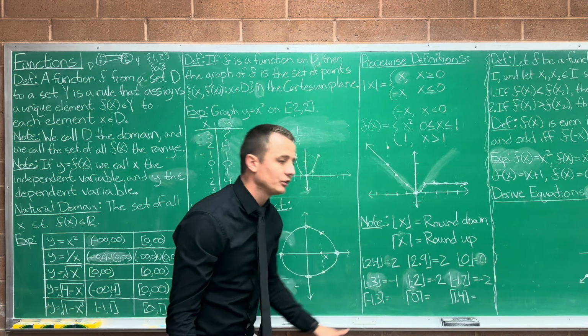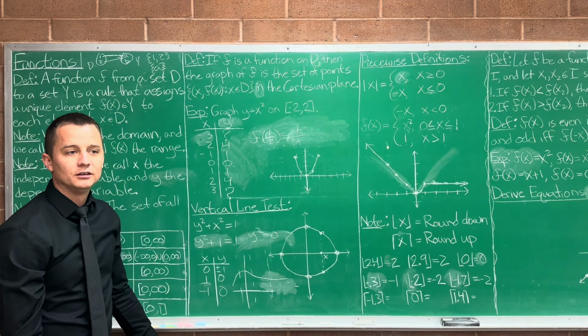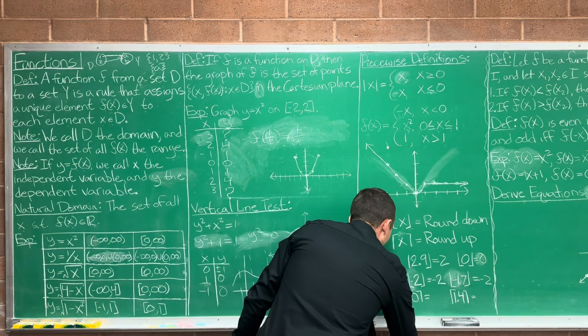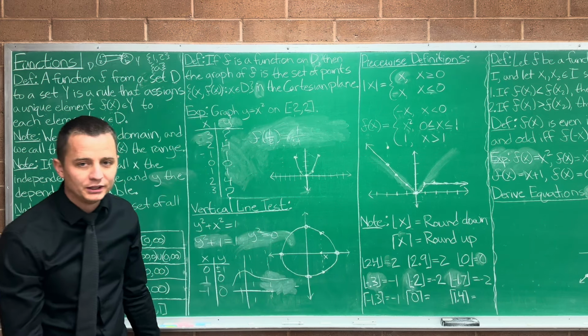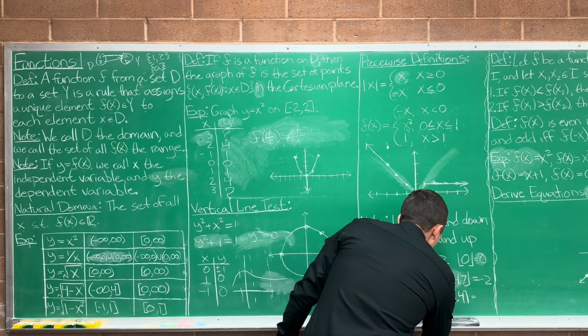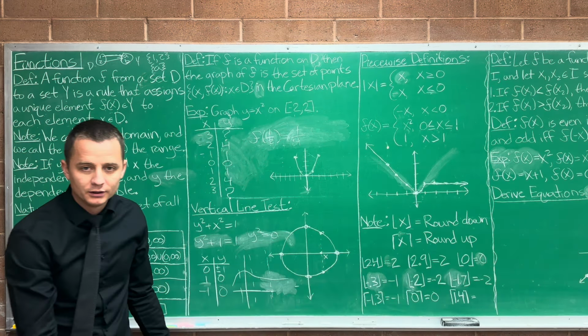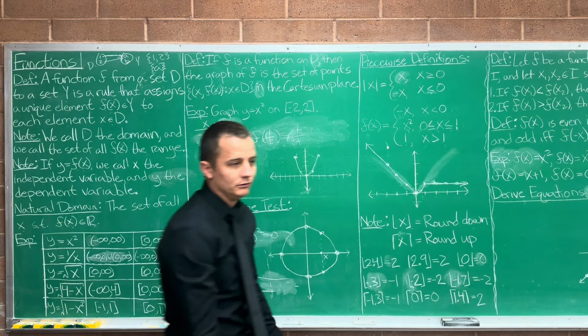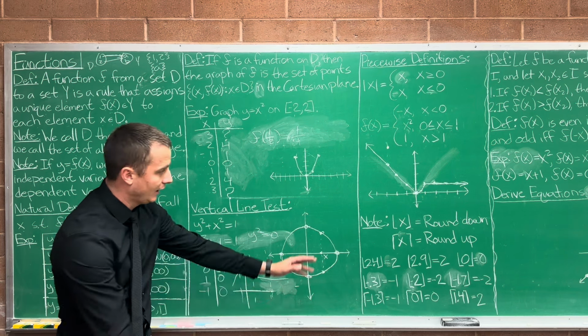What's negative 1.3 rounded up? Negative 1. What's 0 rounded up? 0. What's 1.4 rounded up? 2. Okay, once you get the hang of those, pretty simple. Rounding down, rounding up. Okay, gonna move the camera.